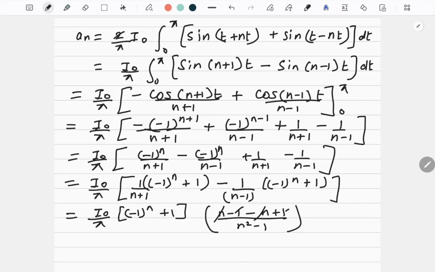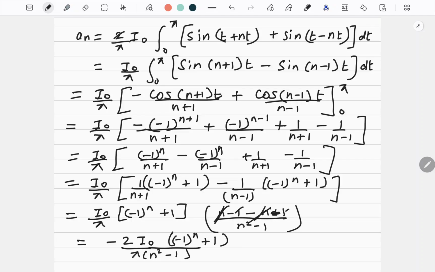This is becoming 0. Why so? Let me check. This is minus 1. So this and this got cancelled. Minus 2 I got. Right? So minus 2 I naught upon pi, n square minus 1, and minus 1 to the power n plus 1. This is the value of an I got.